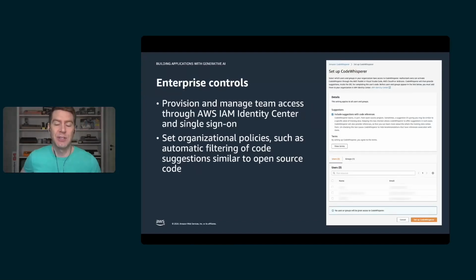Code Whisperer, of course, also has enterprise controls. I know for a lot of companies, larger companies with a lot of developers, it's important to know exactly how these types of tools are used. The free version of Code Whisperer allows anyone to start using it. You simply have to install the toolkit in your IDE and you can get started. But if you're an enterprise, you can start setting up managing access. You can use single sign-on. You can set up different organizational policies.